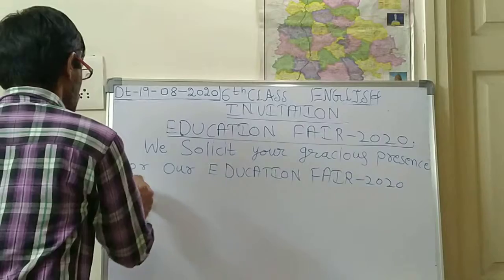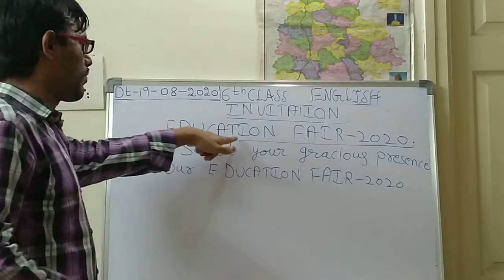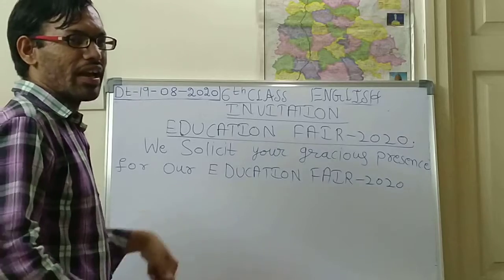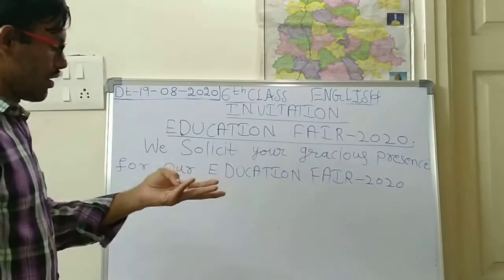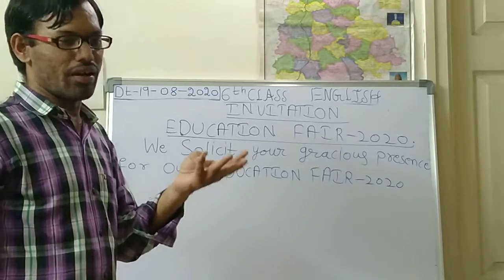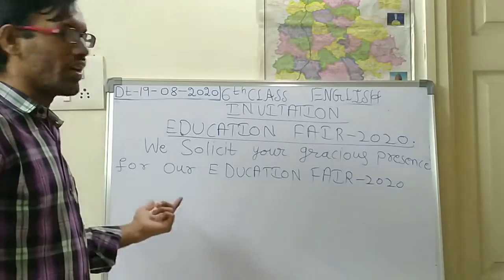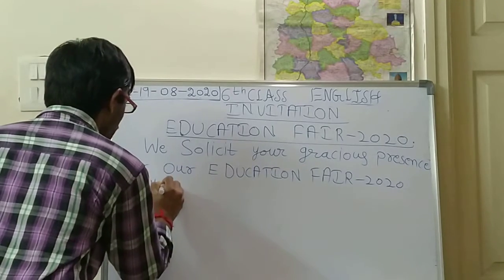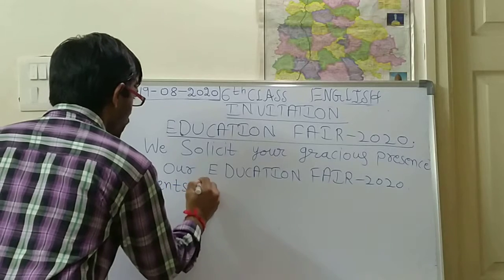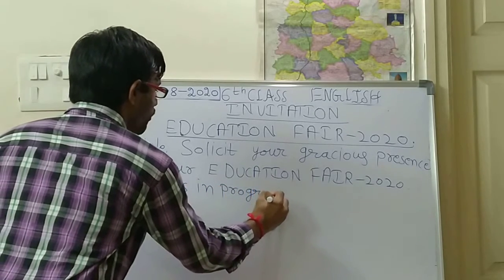Next, after writing this, the type of program is completed. Next, date and time. Next, event or place or venue. Afterwards, the programs, the events in the program. First, what are the events conducted in the program? Events in program.